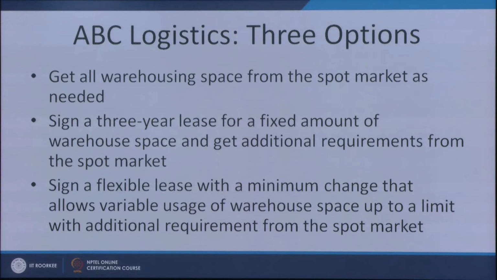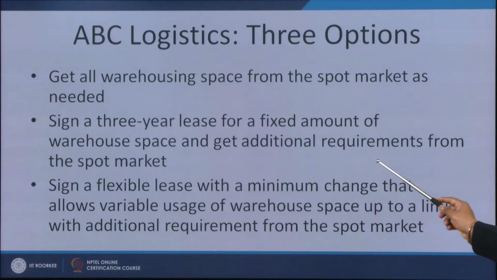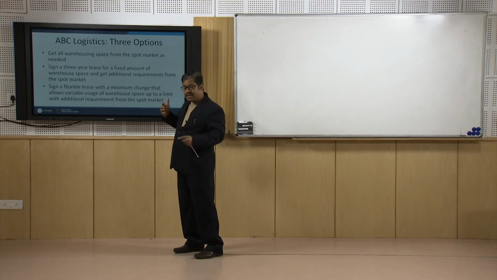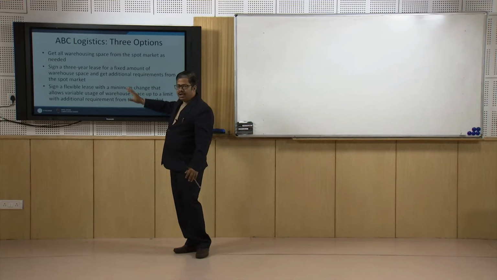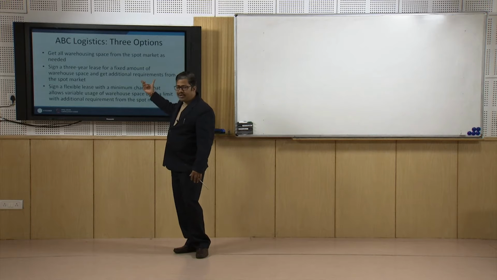The second option is that you sign a contract for 3 years for a fixed amount of warehouse space and get additional requirements from the spot market. So, you have taken, let us say, some 100 square feet area from the lease agreement, and if demand exceeds beyond that, the additional requirement can be fulfilled from the spot market at whatever price it may be available at that period.